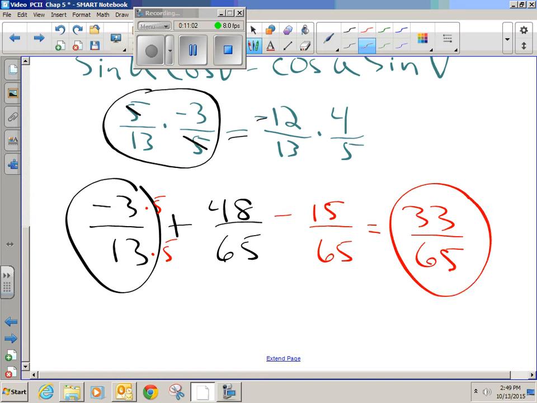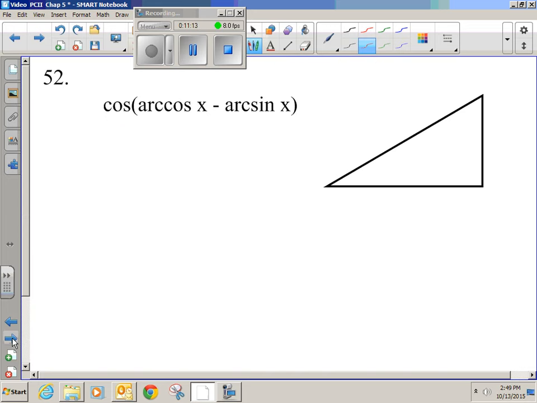You will find that doing the sum and difference of tangents does require the most yucky fraction work. Doing the sines and cosines is actually easier. This last problem right here, I'm going to do with you in class. It's kind of a toughie, but it's a fun one. So we'll see you soon.